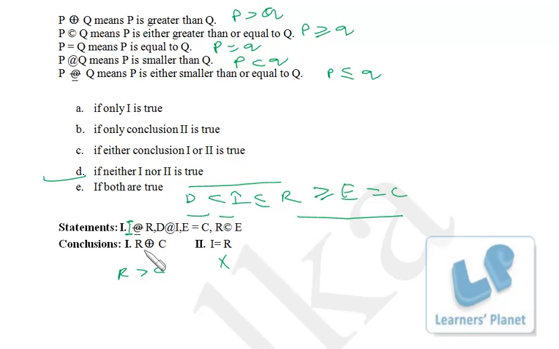So between R and C, between I and R, I is from this sequence and R is also from the same sequence. So I can be less than R or I can be equal to R, right? And the same reason over here. So I hope you are clear with this.